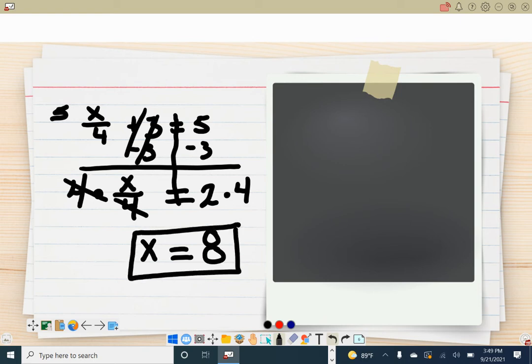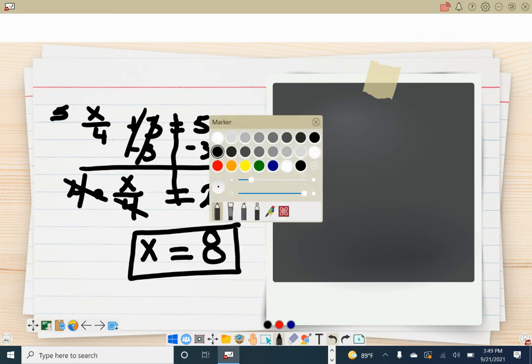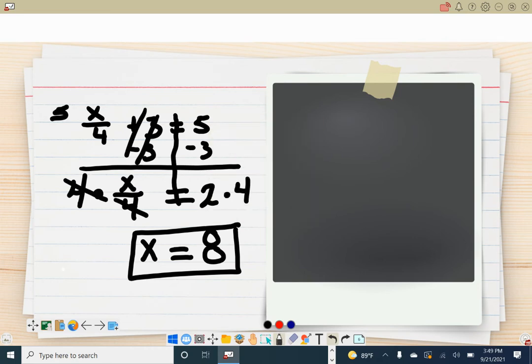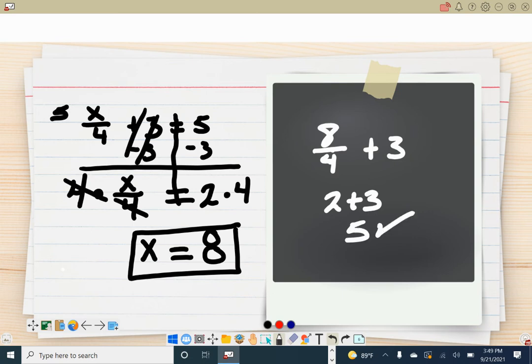Right? So checking my work. 8 divided by 4 plus 3. What do I get for 8 divided by 4? Well, that's 2. And 2 plus 3 gives me a 5. So that checks out because that's what I wanted. I wanted a 5, right?